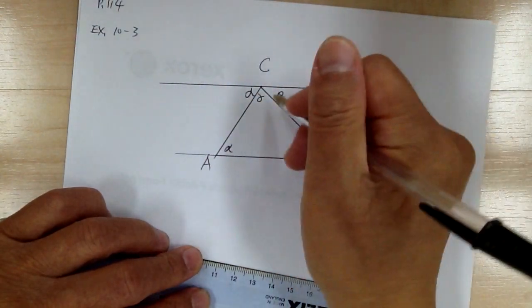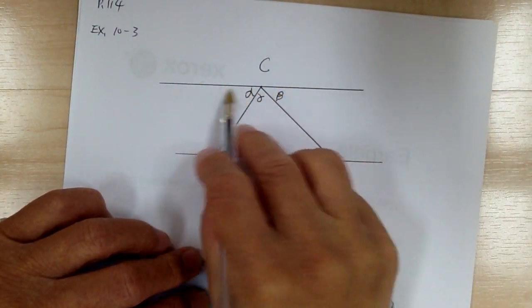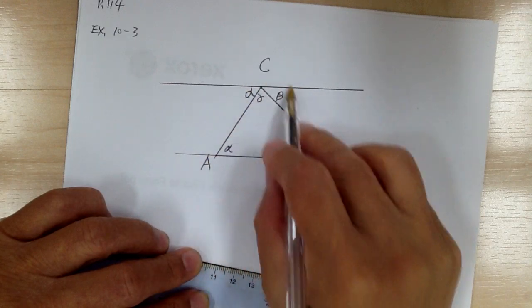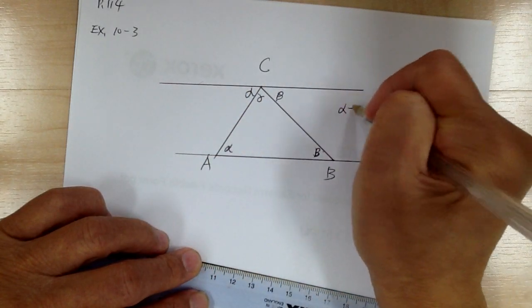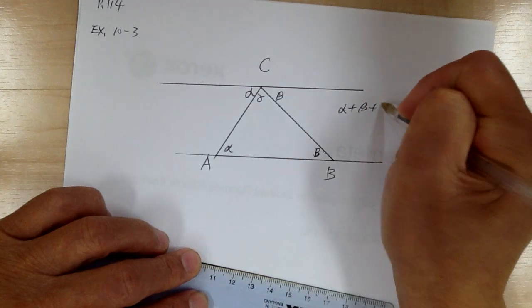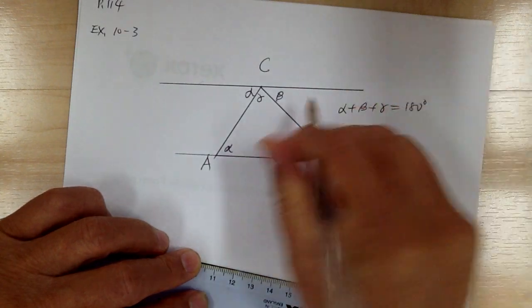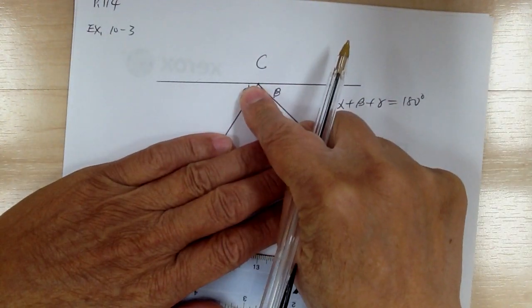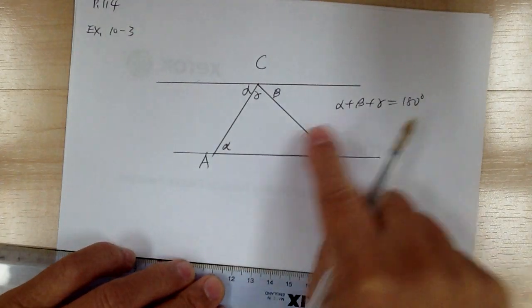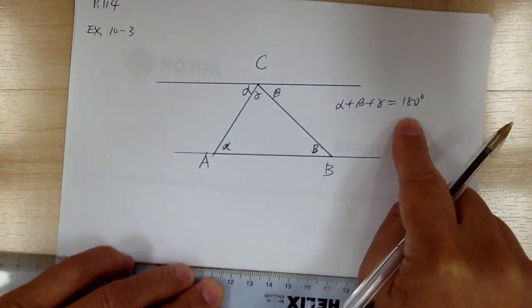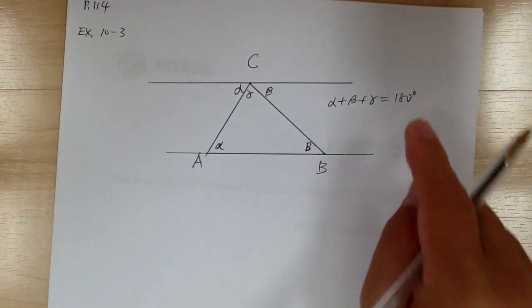But by looking at these, what are these angles? Well, this is a straight angle, right? So by looking at this part, you can see that alpha plus beta plus gamma equals 180 degrees. Okay, but what does this mean? Well, that means the three angles inside a triangle equal 180, right? Okay.